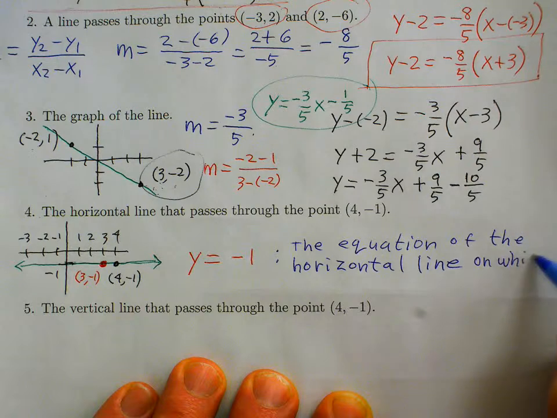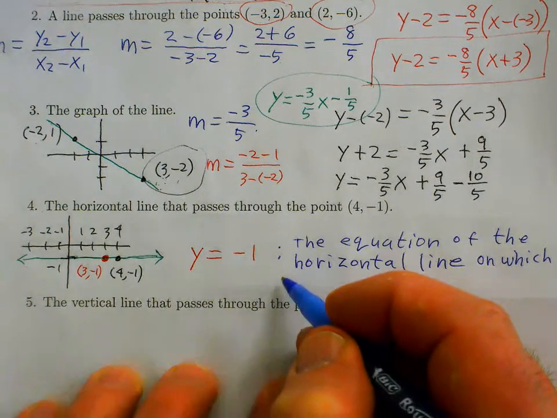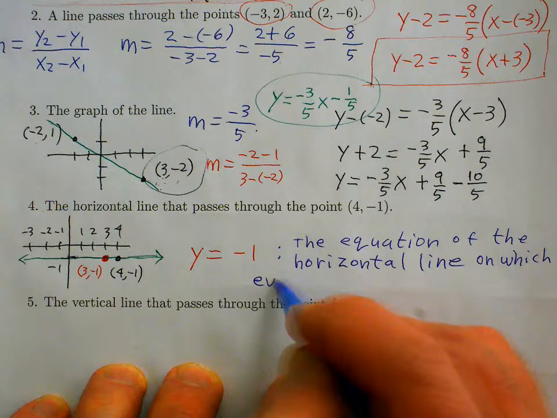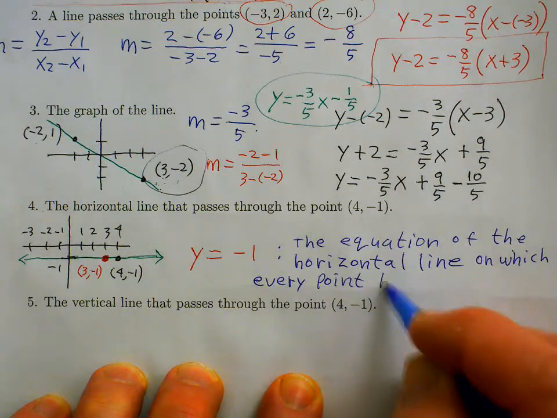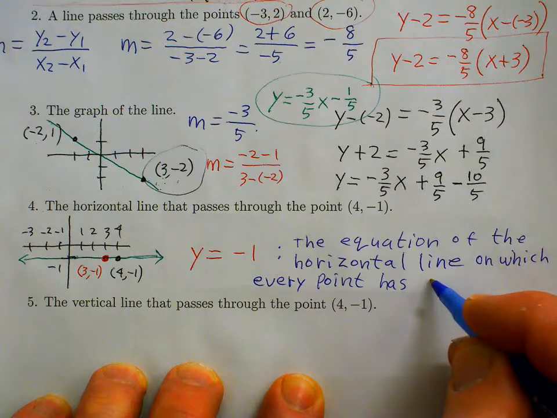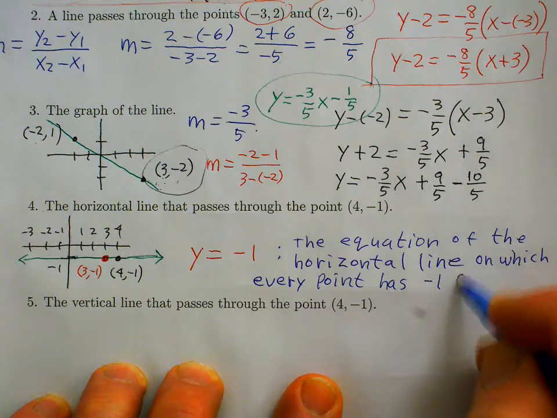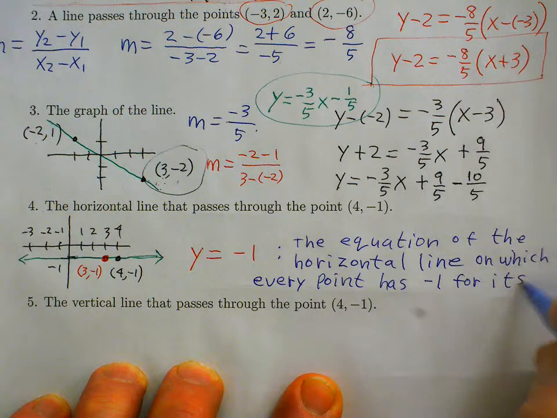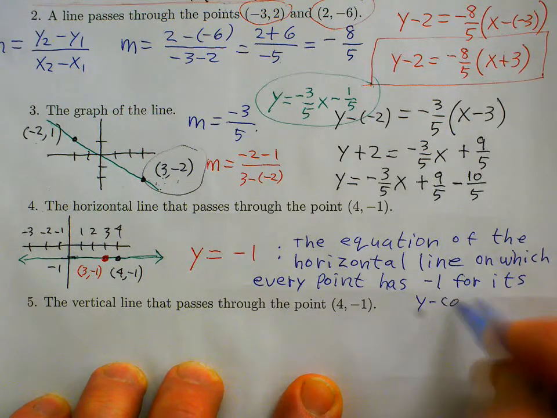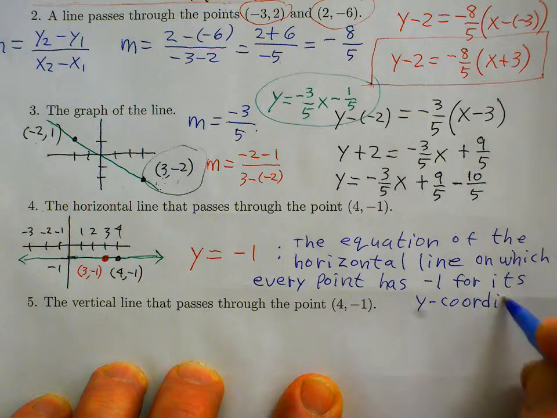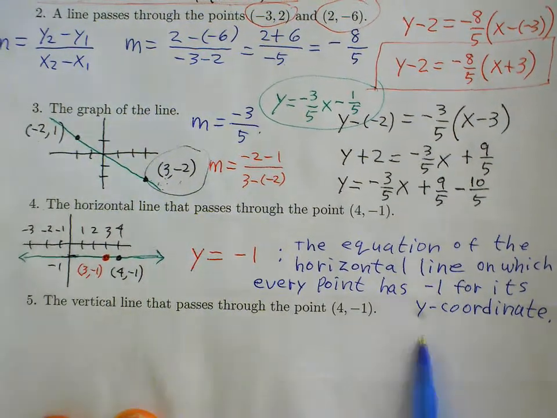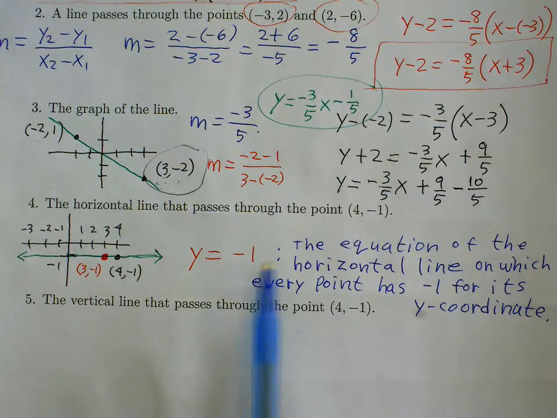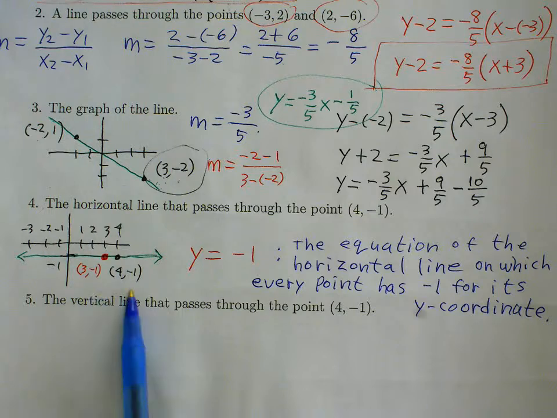It's the equation of the horizontal line on which every point has -1 for its y coordinate. So it seems to make sense that we say y equals -1 to represent that line if every point on that line has a y coordinate of -1.